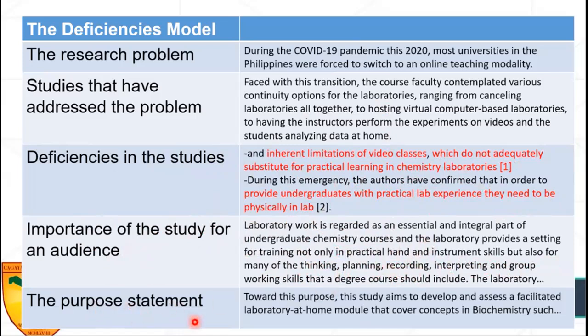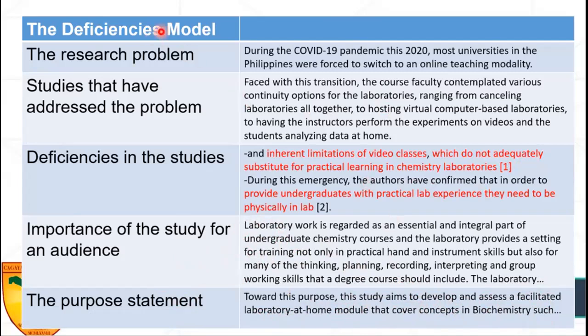So the purpose of the study, toward this purpose, this study aims to develop and assess a laboratory at home module that covers concepts in biochemistry. So what I want to do is make a laboratory at home module that will still be at par or same as doing laboratory work face to face in terms of student achievement, attitude, confidence in lab skills, and motivation in chemistry laboratory.